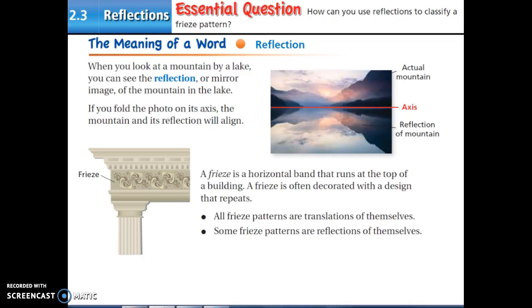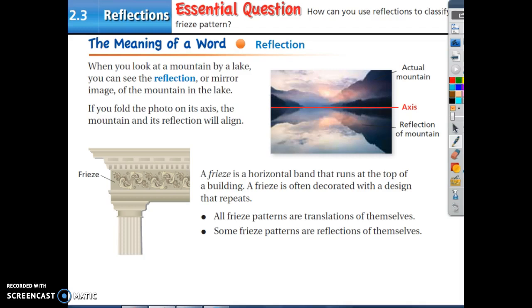Another definition we'll talk about is a frieze pattern. A frieze is a horizontal band that runs at the top of a building. It's often used to decorate the top of a wall or the top of a building. Frieze patterns are translations of themselves, meaning that we take one image and simply translate it along the top of the wall to create the rest of the image.